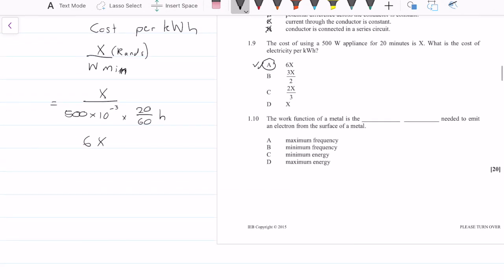Okay, and the last question. The work function of a metal is the, let's see, minimum energy needed to emit an electron. And this is simply from a definition.